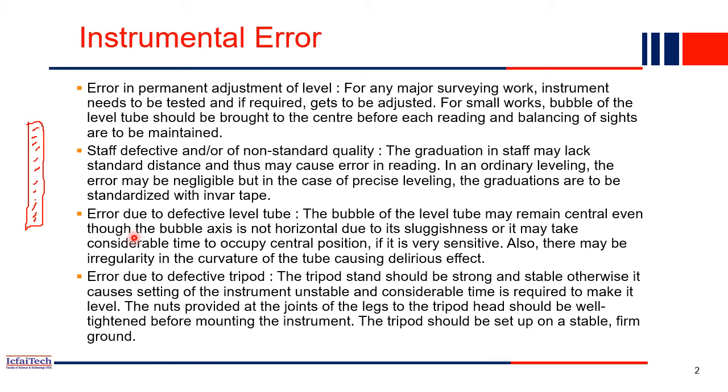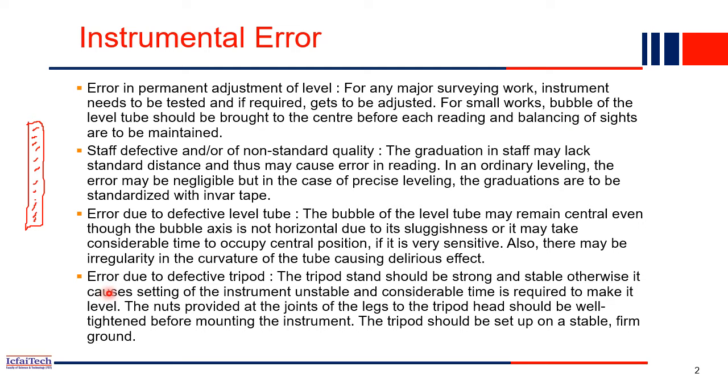So if there is any error in the level tube, although the instrument is not horizontal, the bubble is at the center, this will be a defective level tube. And if you have a defective level tube, then again the line of sight won't be exactly horizontal, which will produce errors. So the bubble of the level tube may remain central even though the bubble tube's axis is not horizontal due to some reason, right? So this will basically introduce error in the reading.